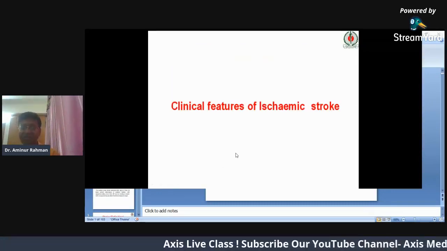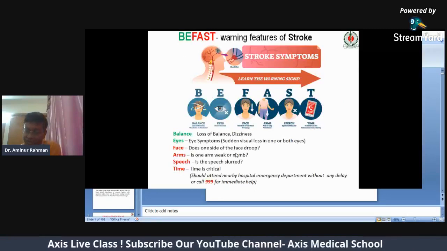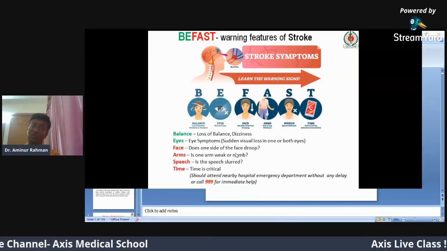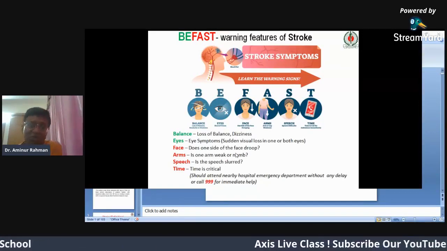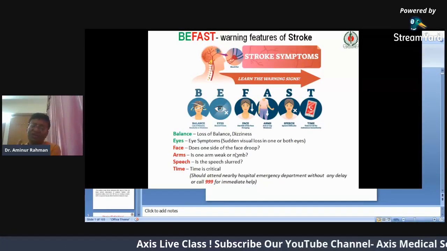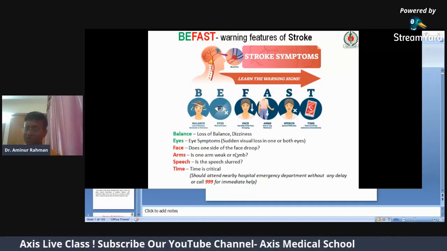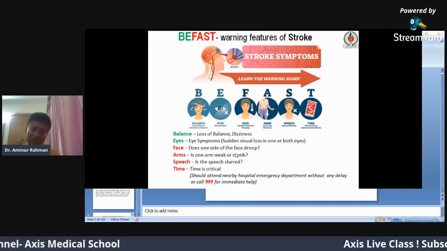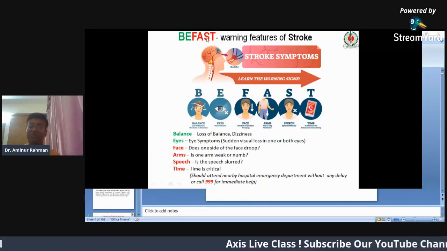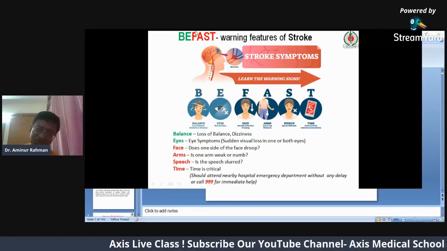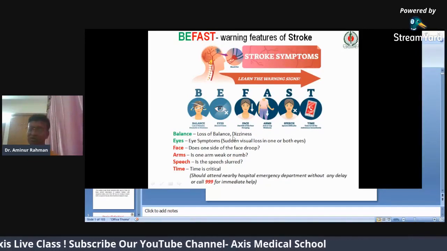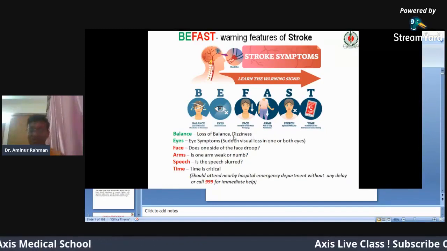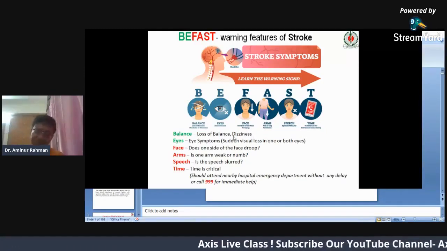What is the clinical presentation of ischemic stroke? You must remember this warning sign of stroke, and you must circulate this information to your parents, your neighbors, your friends. It is easy to remember: BE FAST. B means balance, the loss of balance. If there is a sudden onset of cerebral dysfunction, loss of balance or dizziness, we must think it may be stroke.